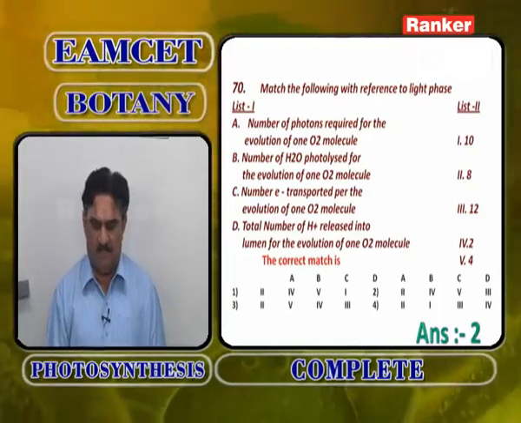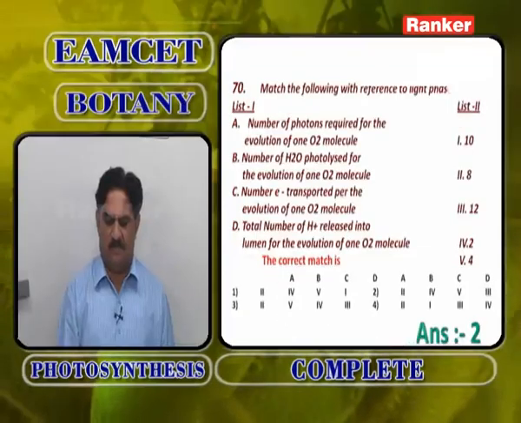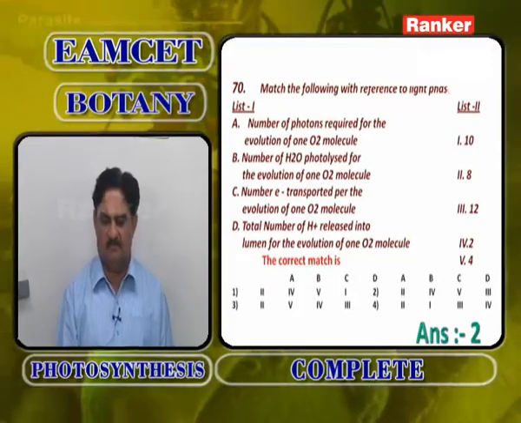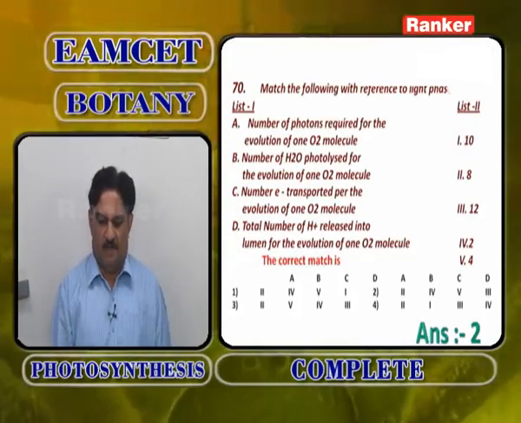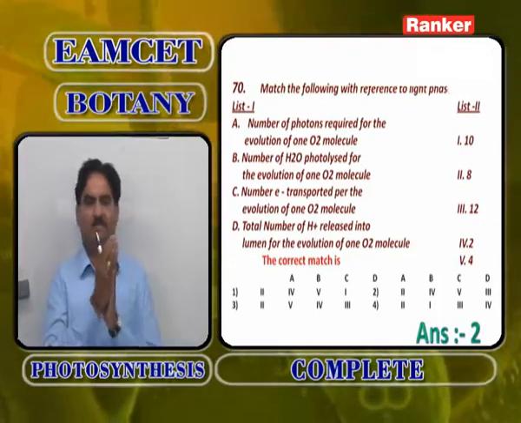Number of electrons transported per evolution of one oxygen molecule, 4. For 2 electrons, half O2. For 4 electrons, full O2. The total number of protons released into the lumen for the evolution of one oxygen molecule.